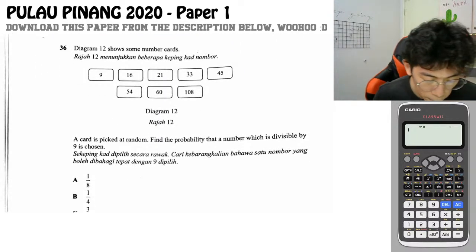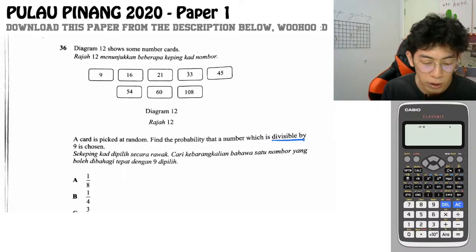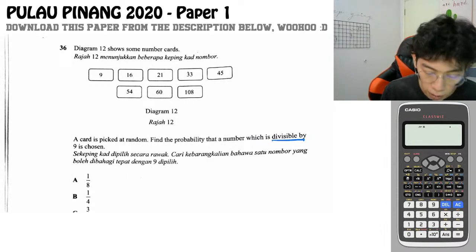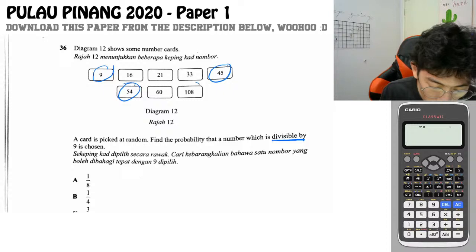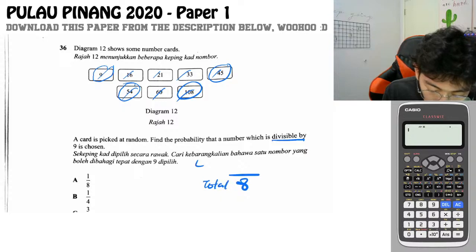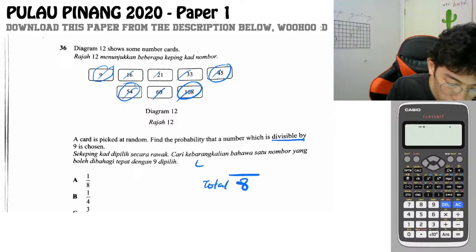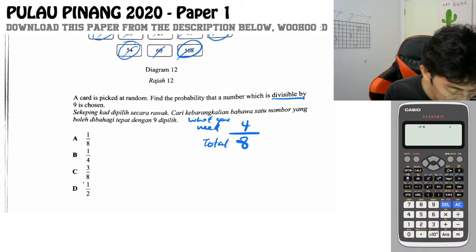Okay, 36. A card is picked at random. Find the probability that a number is divisible, meaning after you divide, you don't get a decimal point. That's called divisible. So, divisible by 9: 45, 56, 108. Total you have 1, 2, 3, 4, 5, 6, 7, 8. So 8 is the total. What you need, 4 of them are divisible by 9. So the answer is D, 1 over 2.